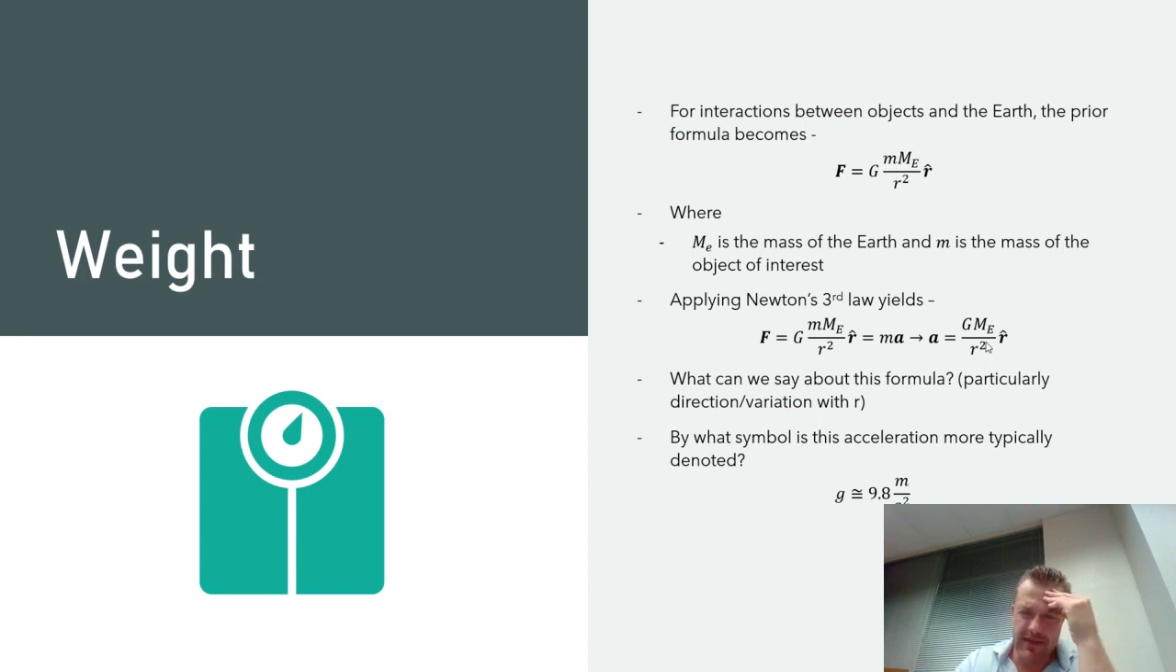Now think about what all these numbers actually mean. Well, the gravitational constant G, that's just a number. And the M_e, right, that's just the mass of the Earth. That's just a number.